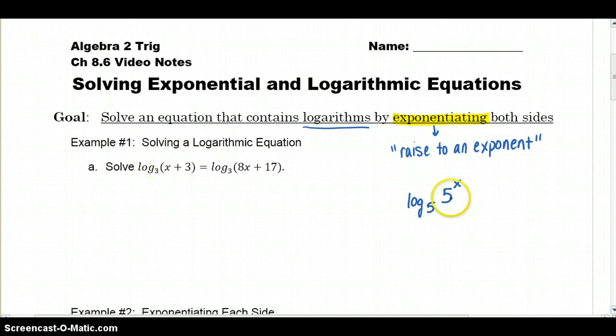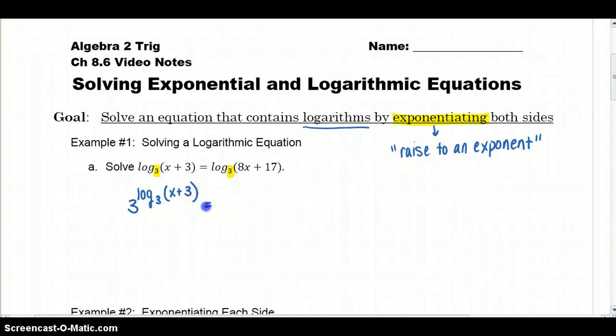Well, to get rid of a log base 3, right here, we're going to have a base 3, which means we are going to exponentiate both sides so that there is a base 3 on both sides. Because this right here is a 3 and this one's a 3, that's how we know that raising both sides to an exponent of 3 is going to get rid of that log. So what it's going to look like is, instead of log base 3 of x plus 3, I'm going to exponentiate it, so it's going to be 3 to the log base 3 of x plus 3.